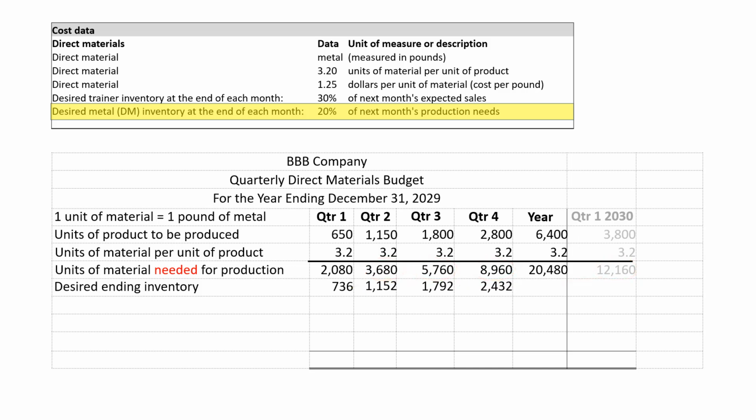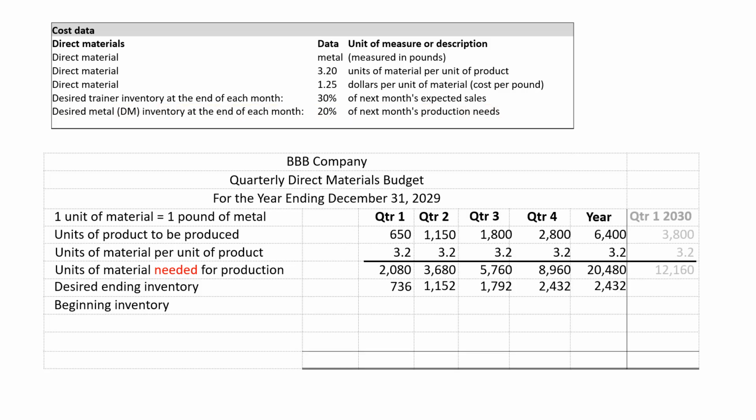So in quarter 1, we should buy the 2,080 pounds we expect to need for production, plus the 736 pounds we want to have on hand as a cushion at the end of the quarter, right? Well, yes, but we had some metal on hand at the start of quarter 1. So our next line label is beginning inventory, and when we get the amount, we'll subtract it from the pounds we need to buy in quarter 1.